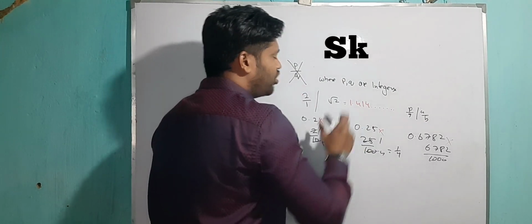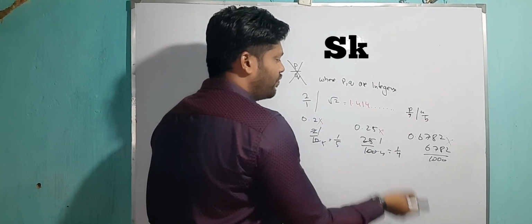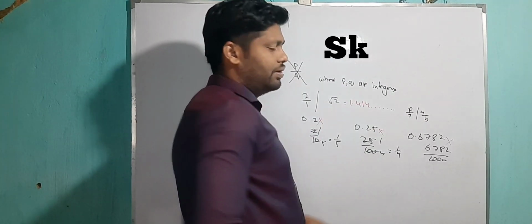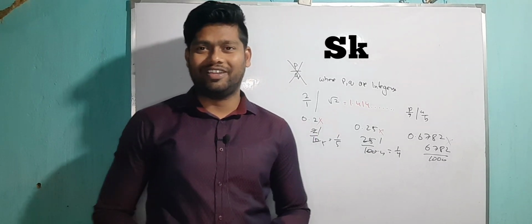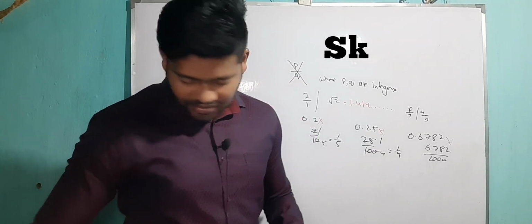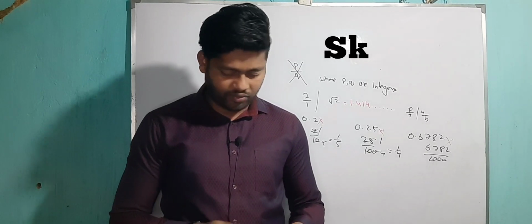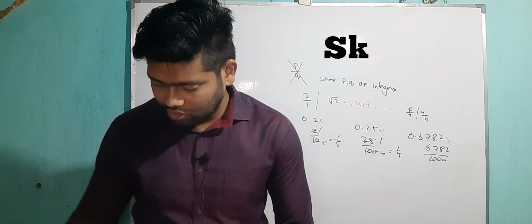So whenever it is not expressed in a by b form or p by q form, then it's an irrational number. Clear? Is it clear or not? Tell me. Say it's clear or not?